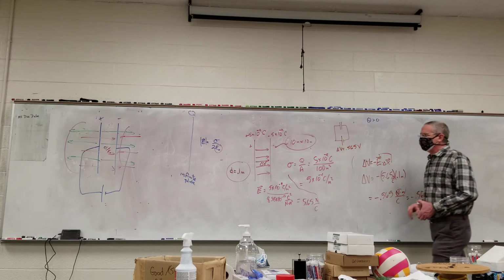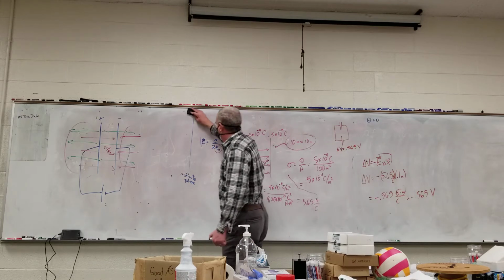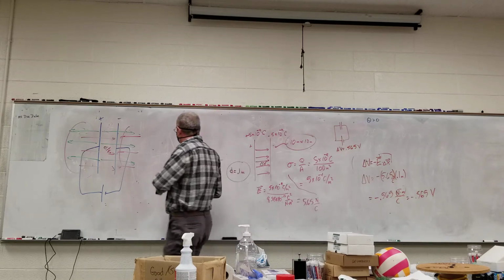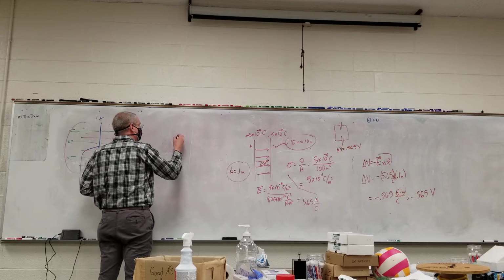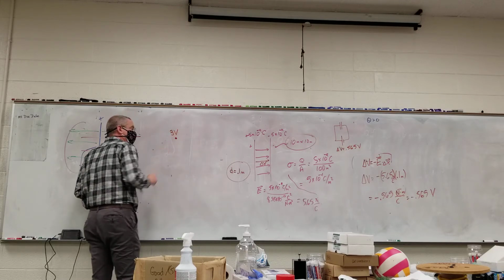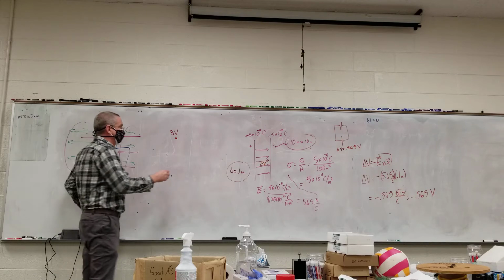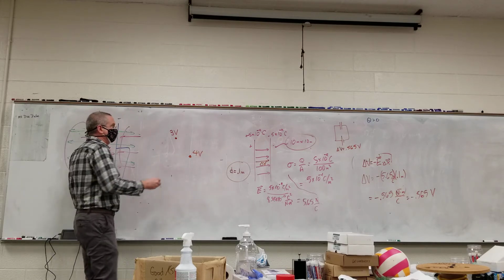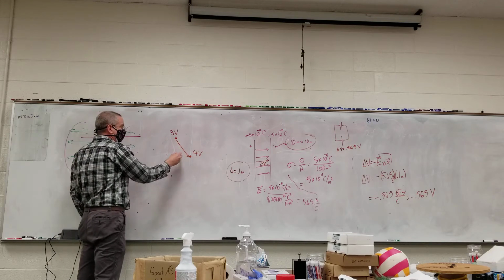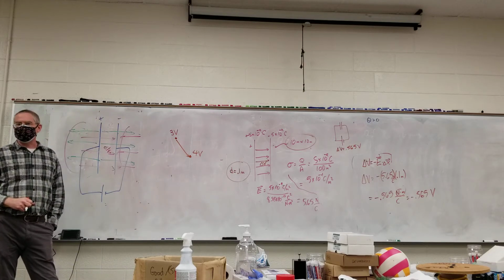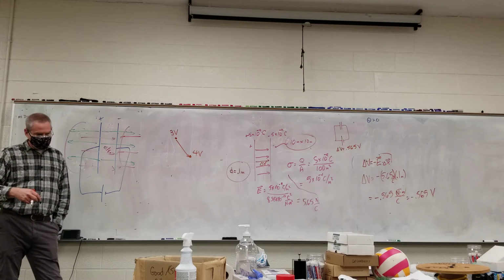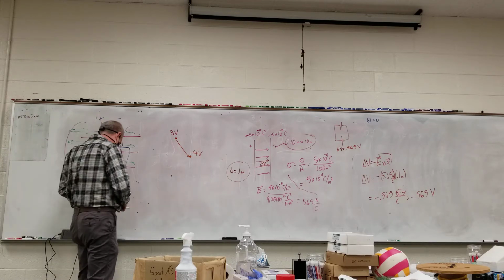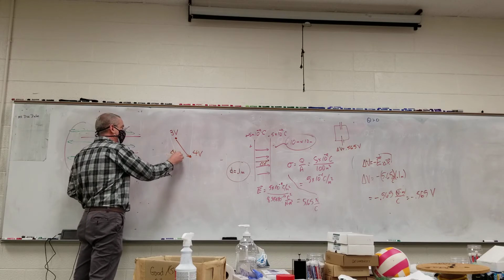Let's think about why that has to be true. I have a point in space here which I say has an electric potential of 3 volts. I have a point in space here which has an electric potential of 4 volts. If I'm going from there to there, what is my voltage between those 2 points? 1 volt. All right, so my voltage is 1 volt.